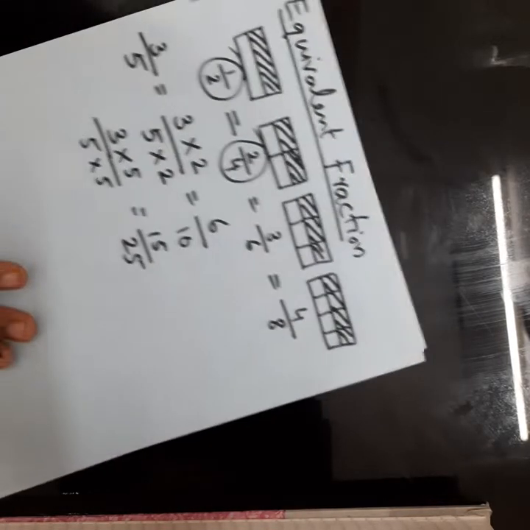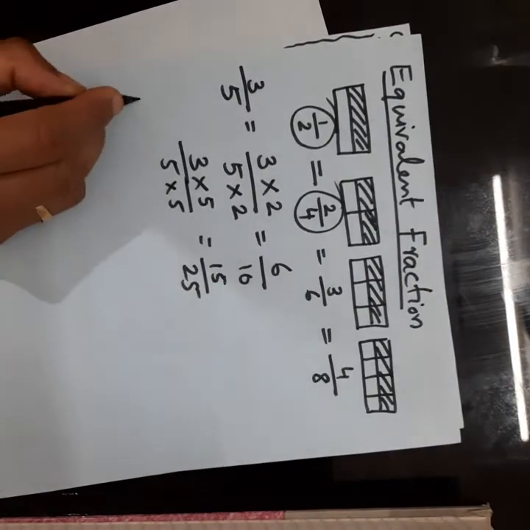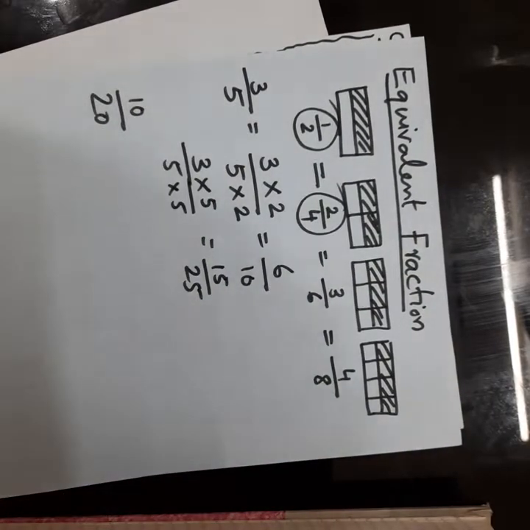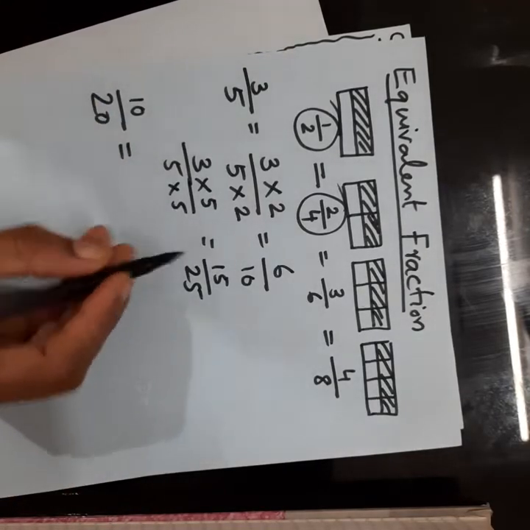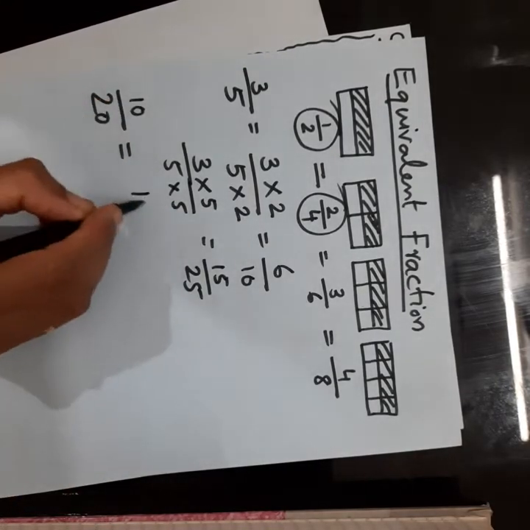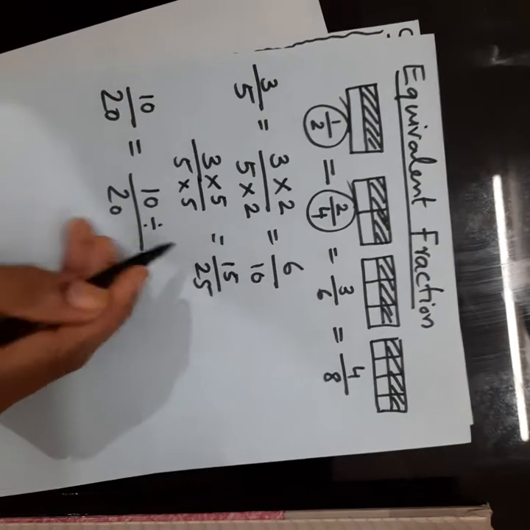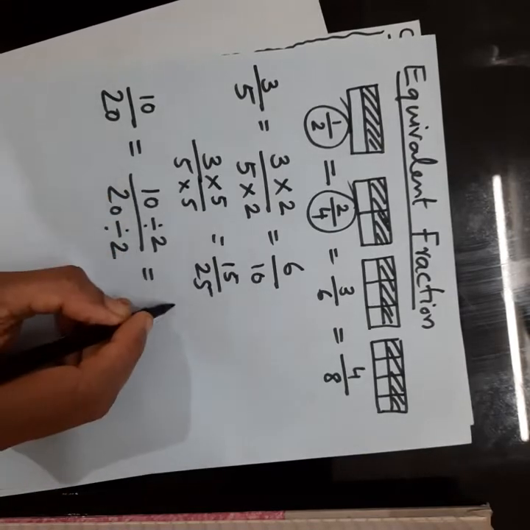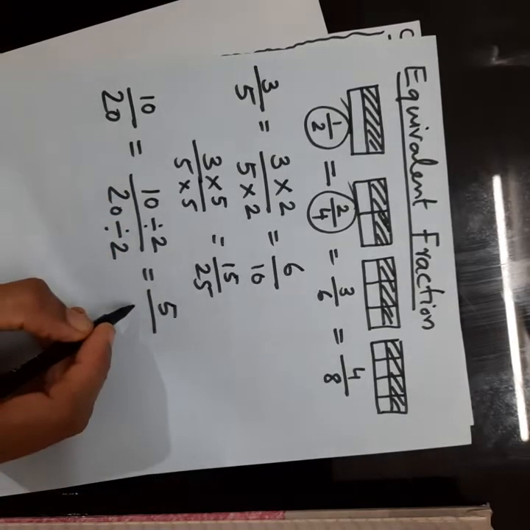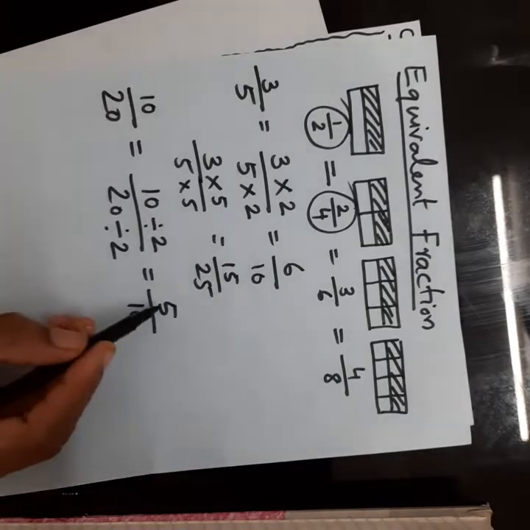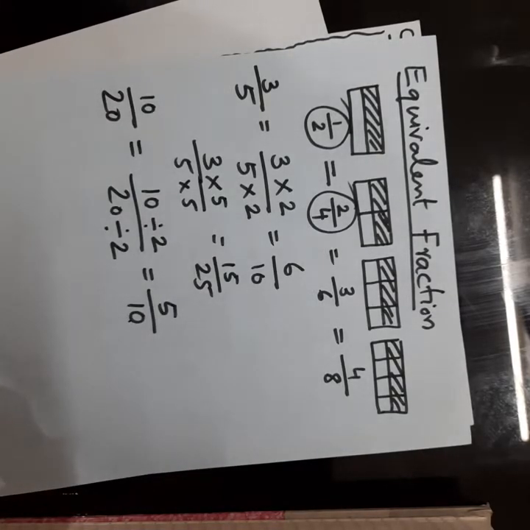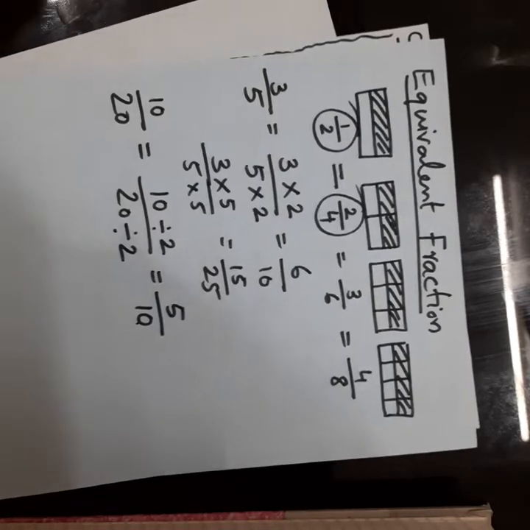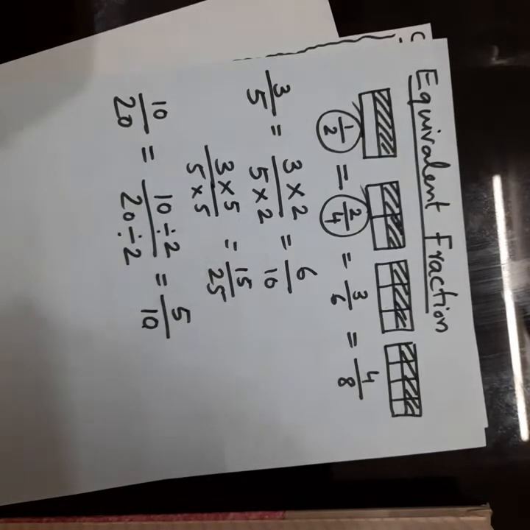If I am having a number like 10 by 20, how can I get an equivalent fraction? Not only multiplication, I can divide also with the same number. If I am dividing 10 by 20 with 2, both numerator and denominator, what will I get? 10 divided by 2 is 5, 20 divided by 2 is 10. So 10 by 20 is equivalent to 5 by 10. So to get an equivalent fraction, what to do? We can multiply or divide both the numerator and denominator with the same number. In this way we can have equivalent fractions.